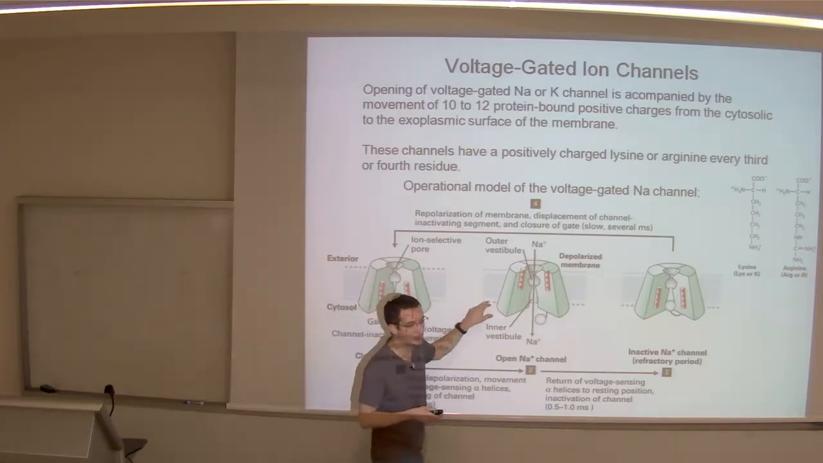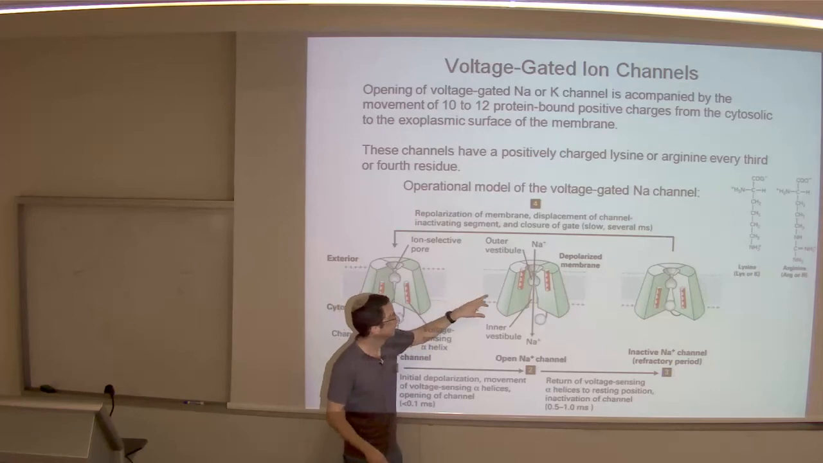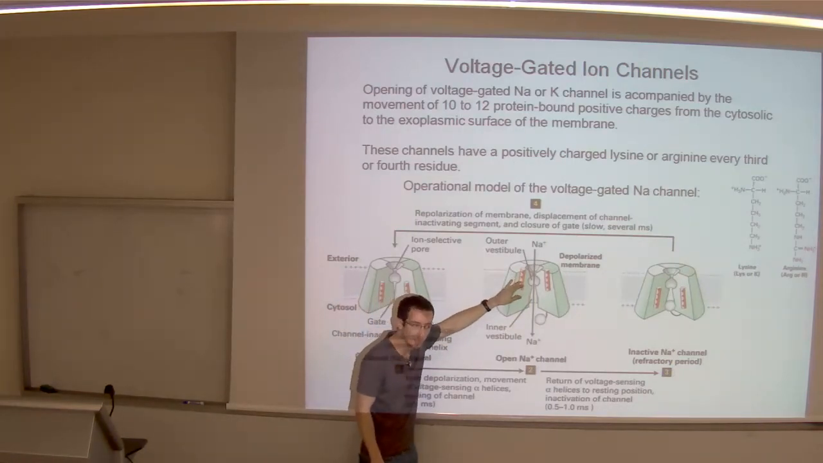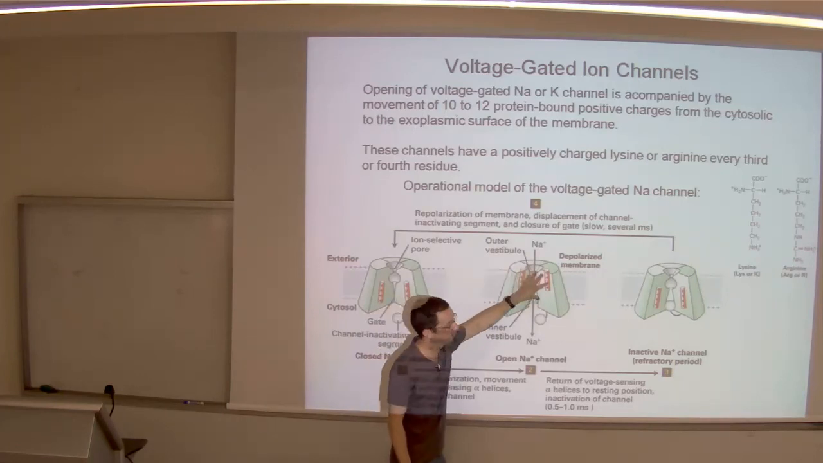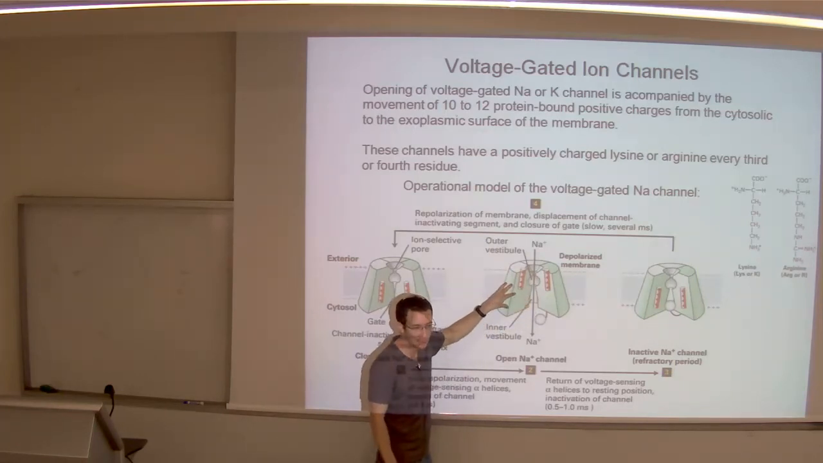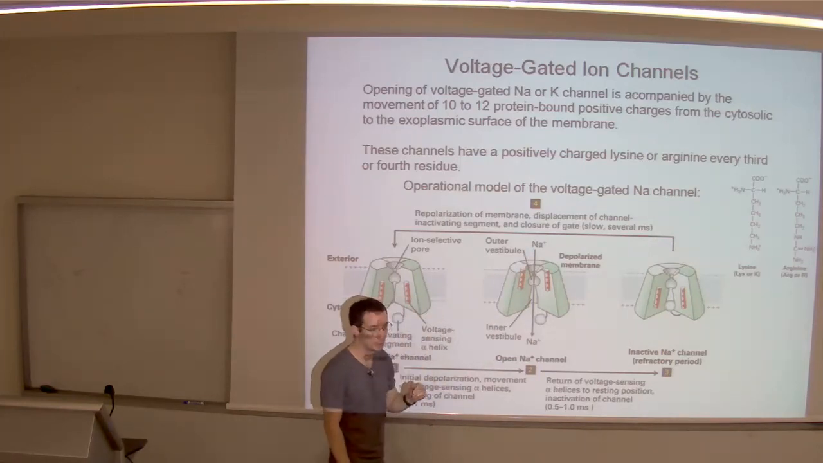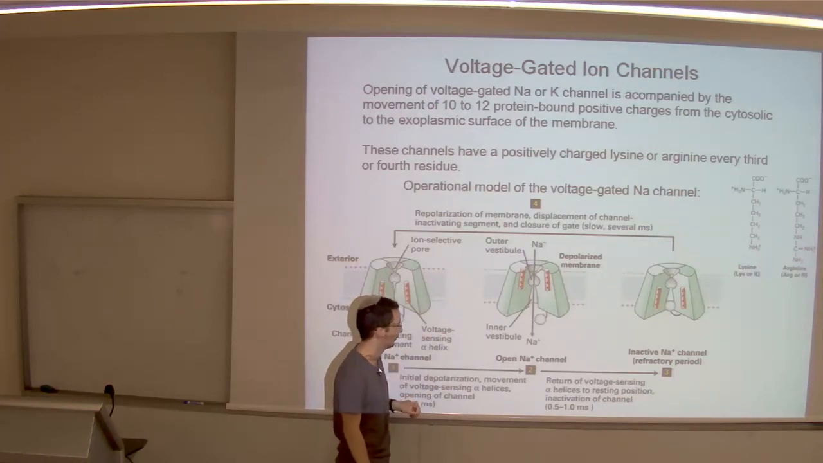And if the inside becomes positive enough, then this voltage sensor is pushed towards the exoplasmic side, and it carries some conformational change that, in this channel, causes the opening of the channel, and in this case sodium currents flow inside the cell.